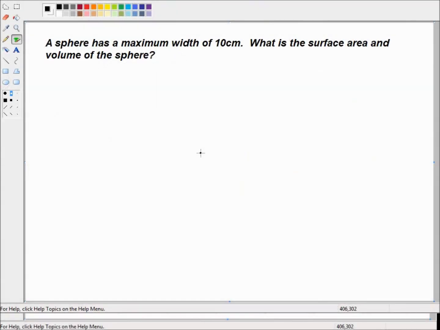Okay, so how did you get on with that question? Right, we're told a sphere has a maximum width of 10 centimetres. What is the surface area and volume of the sphere? Well, if its maximum width is 10 centimetres, then that means its diameter is 10 centimetres, which means its radius is 1/2 of 10 centimetres, so its radius is 5 centimetres. So radius equals 10 centimetres over 2 equals 5 centimetres.